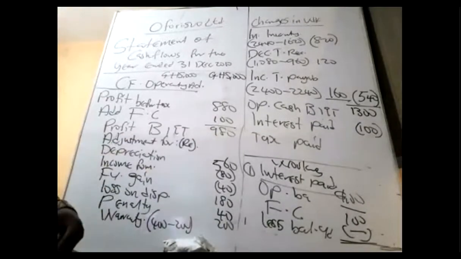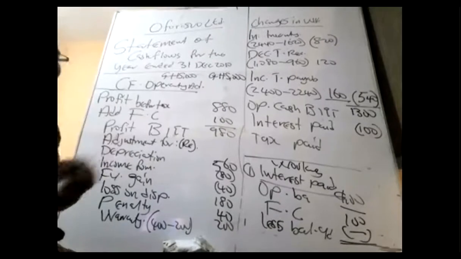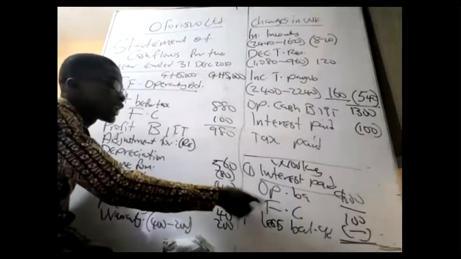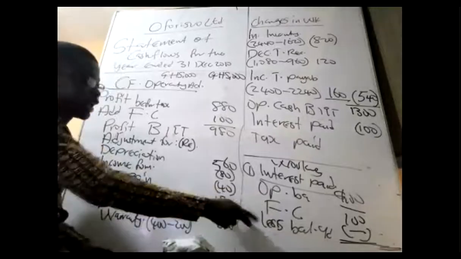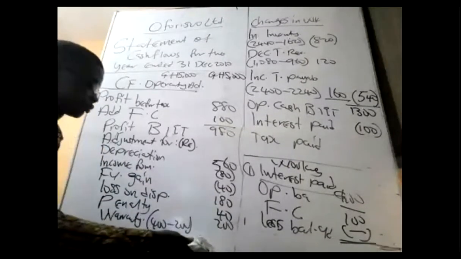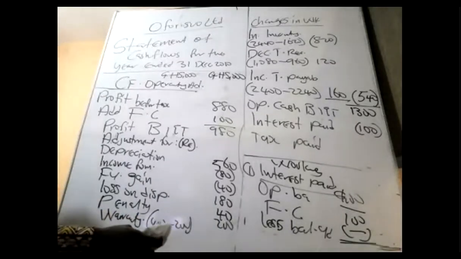Let's go to the tax paid. Let's use the same principle. Anything paid: the opening balance, that item in the P&L, and less the closing balance. That is all. So let's see something. Let's go.